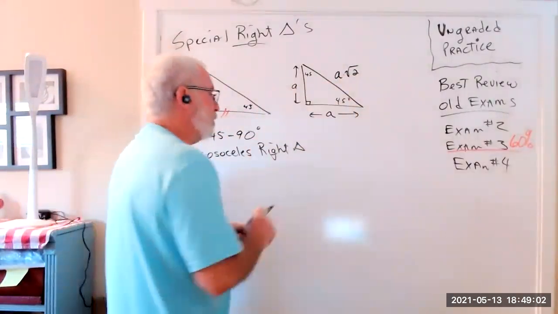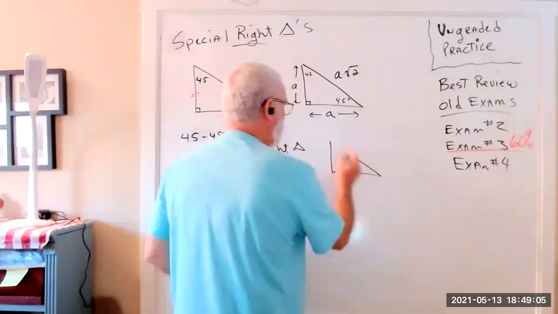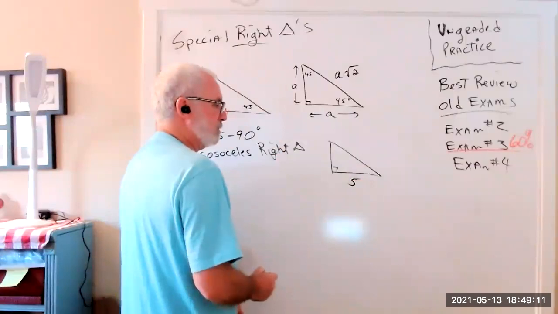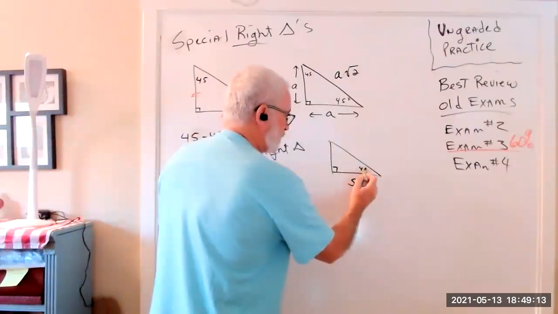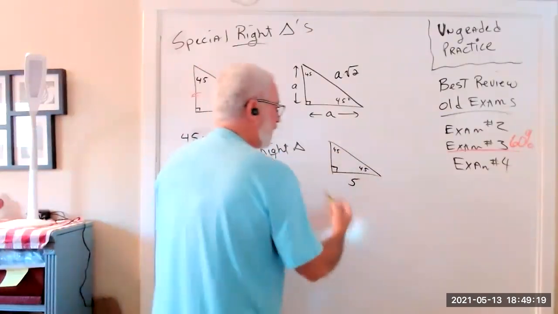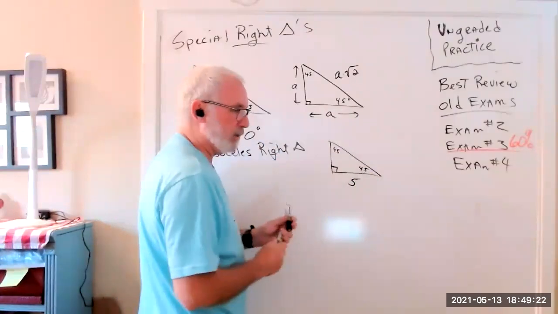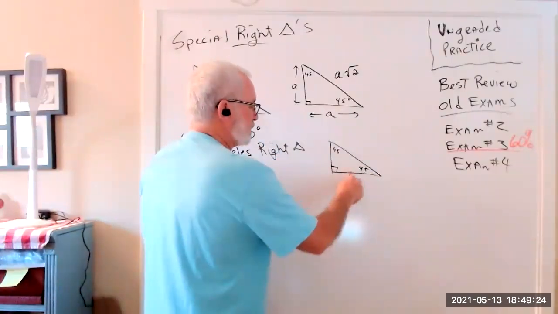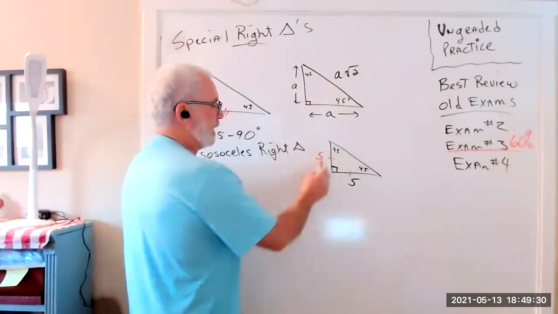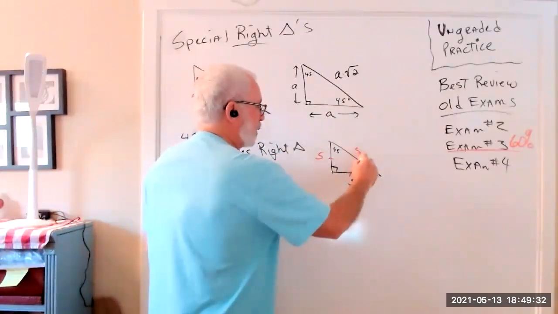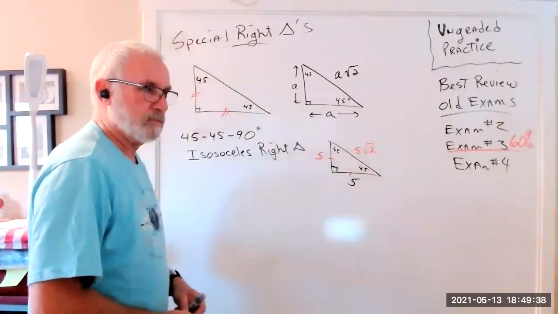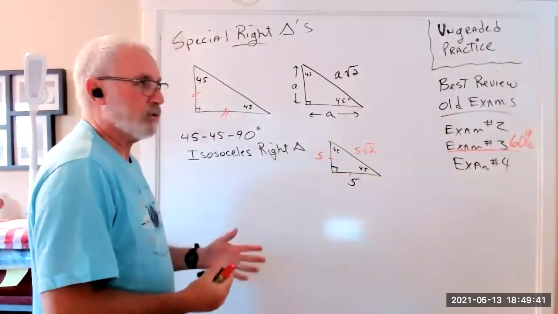So, for example, I could say, what are the other legs if this is 5? I have to tell you, this is a 45, 45, 90. Okay. And if this side is 5, what are the other legs? Well, because it's isosceles, this is 5. Okay, automatically, just whatever that is. And this is automatically 5 times the square root of 2. Okay, that's really all there is to it.